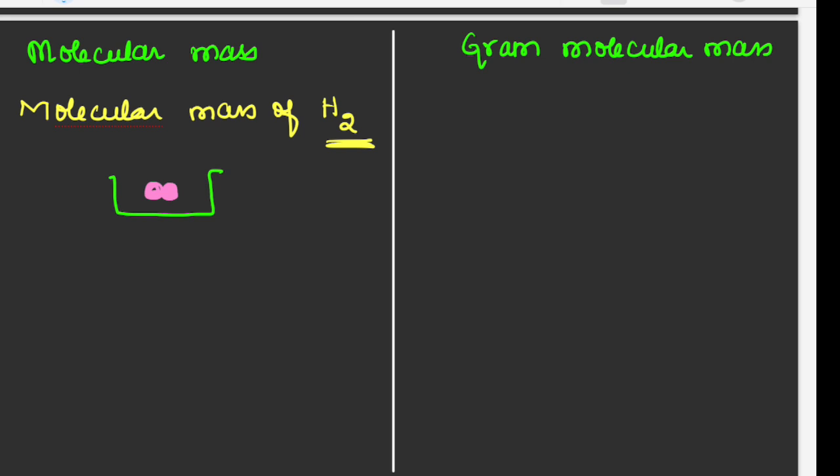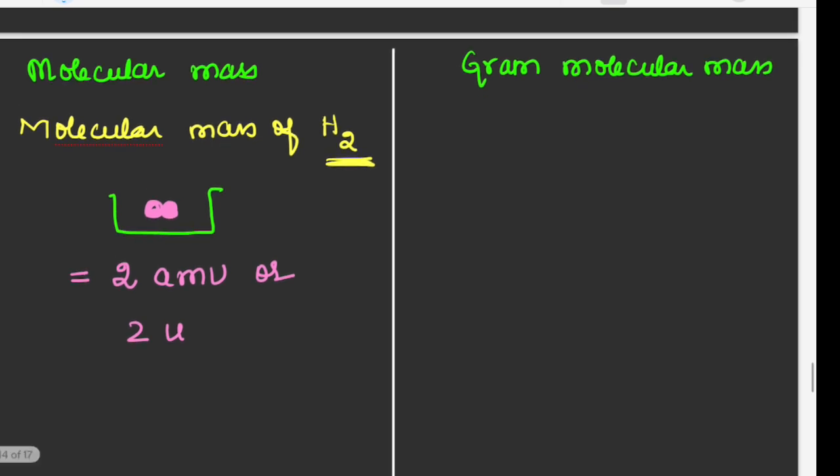So here molecular mass will be equal to, how much? 1 hydrogen means mass will be 1, so 2 hydrogen means it will be 2. So for H2 molecule, the molecular mass will be 2. What is the unit? Here we are going to use the unit AMU, or you can write it as 2u, unified mass. So this is how you write the molecular mass. Coming to gram molecular mass.